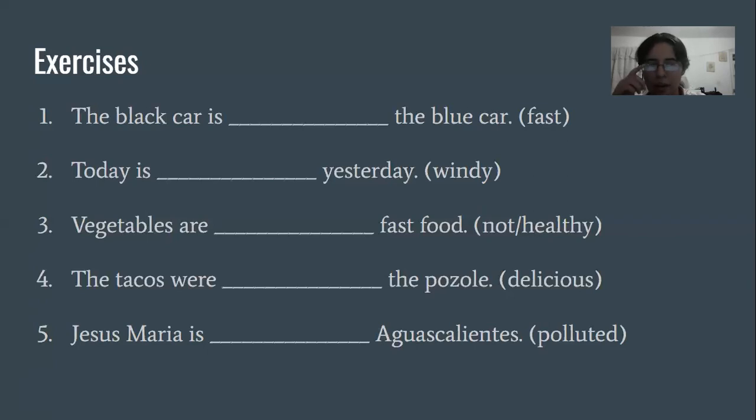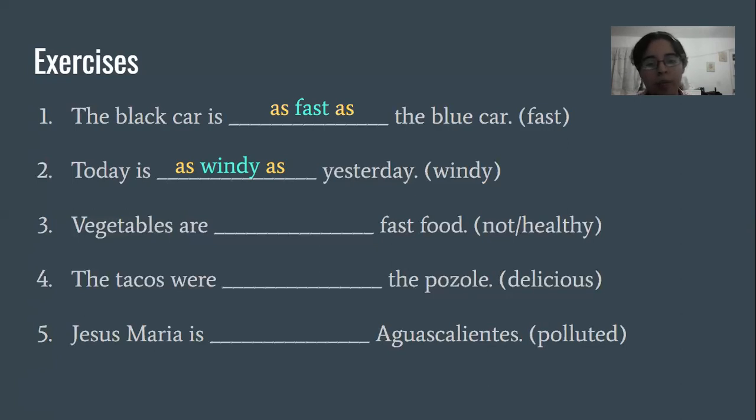Okay, so we're going to check them. If you need more time, you can pause the video. So the first one says, the black car is the blue car, and the adjective is fast. So the answer would be, the black car is as fast as the blue car. The second one, today is yesterday, and the adjective is windy. What would that be? Today is as windy as yesterday.